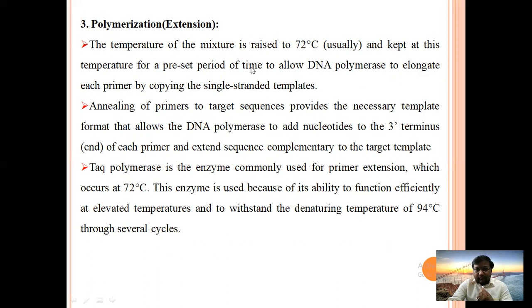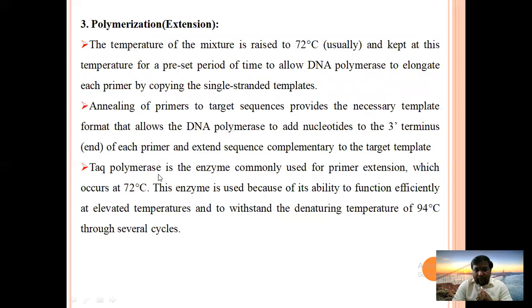The temperature of this mixture is raised to 72 degrees Celsius and kept at this temperature for a preset period of time to allow DNA polymerase to elongate each primer by copying the single strand templates. Annealing of primers to target sequences provides the necessary template format that allows the DNA polymerase to add nucleotides to the 3' terminus of each primer and extend the sequence complementary to the target templates.